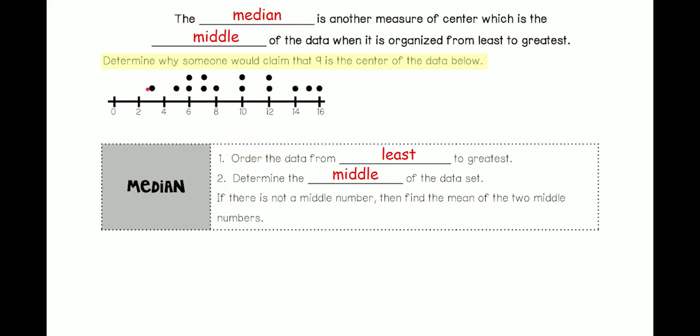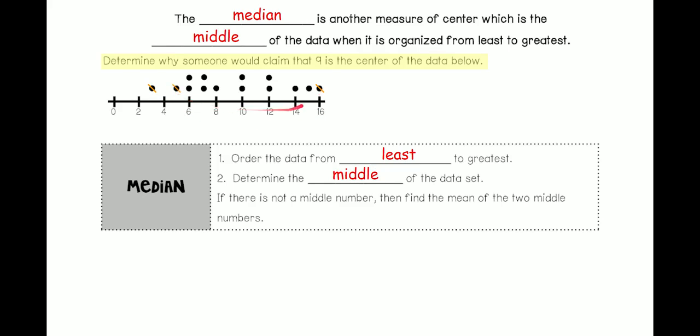Now, the middle number of the data set is like if you took all your gumballs, how many gumballs does your middle gumball machine have? So to do that, you're going to cross off one from each end, one from the low end and one from the high end. So cross off the 3, cross off the 16.